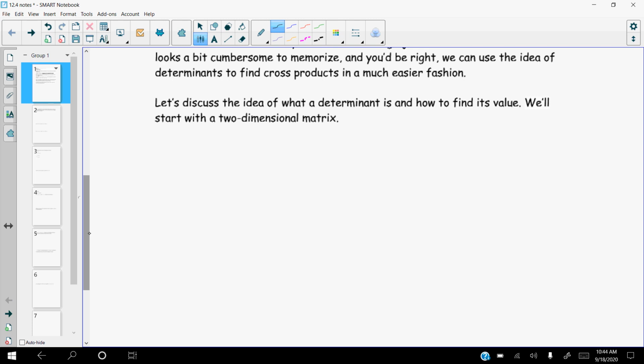So let's find the determinant of, let's do the matrix 1, 2, 3, 4. So we'll say find the determinant. Okay, not to be confused with the discriminant. The discriminant is what's underneath of the square root in the quadratic formula. This is different. This is a determinant. So how do we find a determinant?